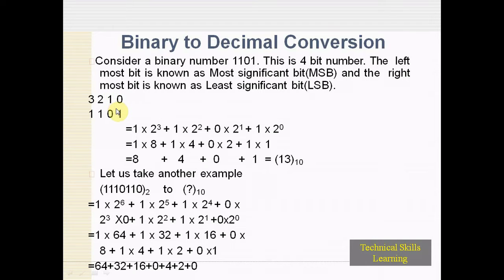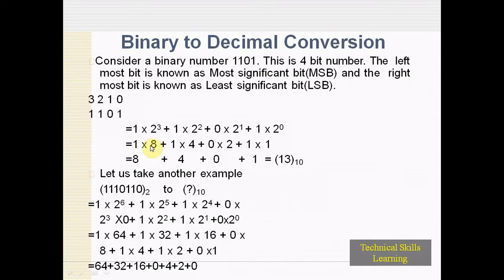Now, numbering will be started from the right hand side to the left hand side, and it will be started from 0 and incremented by 1. So, after giving the numbering, we will multiply the position value of that binary bit with that bit. The position value of the most significant bit is 2 to the power 3. Now we multiply the binary bit with its position value, that is 1 into 2 to the power 3.